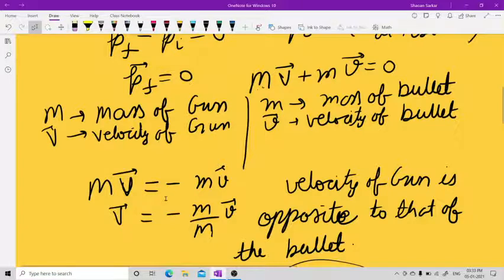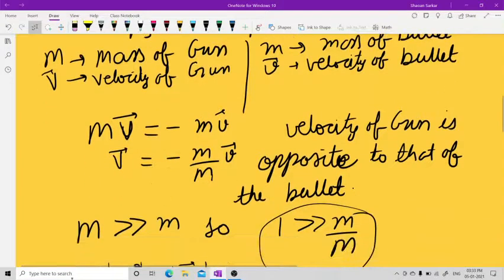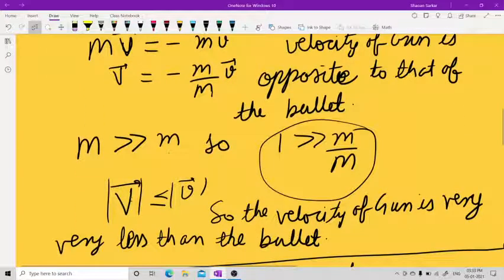Now, the mass of the gun is very much greater than m. So if I take the mass down here, m by M is less than 1. So if you see now, the modulus of the velocity of the gun is less than the modulus of the velocity of the bullet. The velocity of the gun is very small compared to that of the bullet.